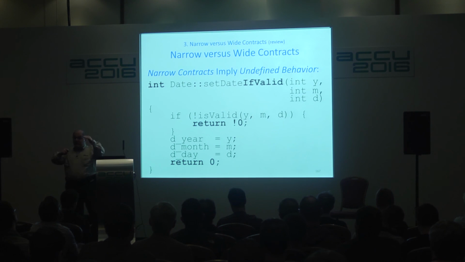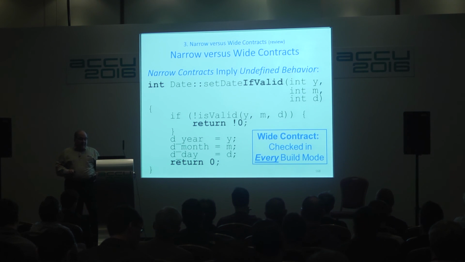Now, we can have the 2 functions side by side, and you'd really have to be a bit crazy to see set date if valid and call it instead of set date and then still not check the status. That would be a little nuts. So we have both of those together. Now you do what makes sense. All right? This is wide contract. It's checked in every build mode, which means it's slow, but sometimes if you don't know if the data is good, you got to check it.